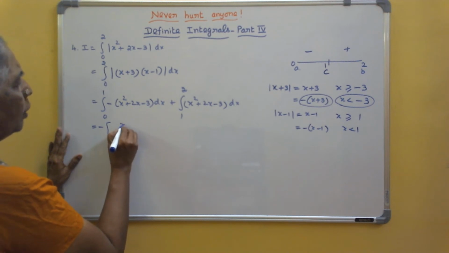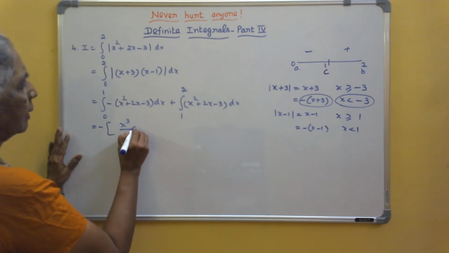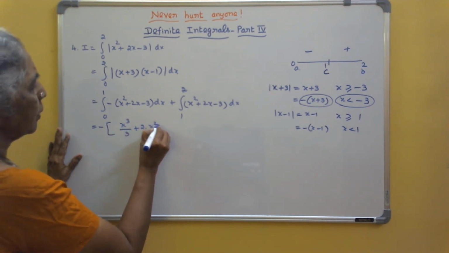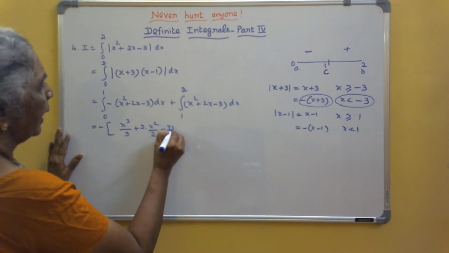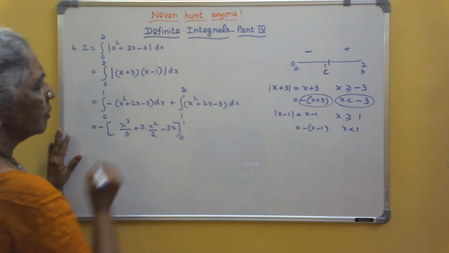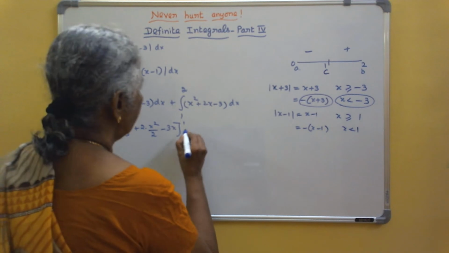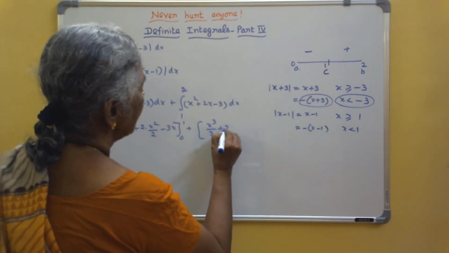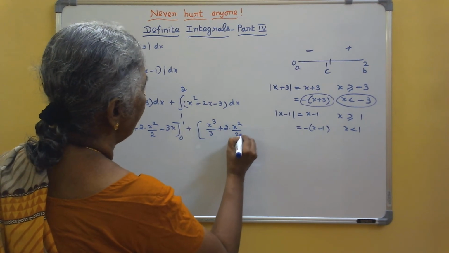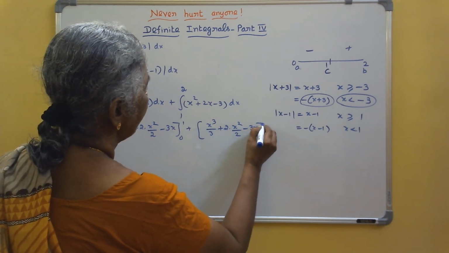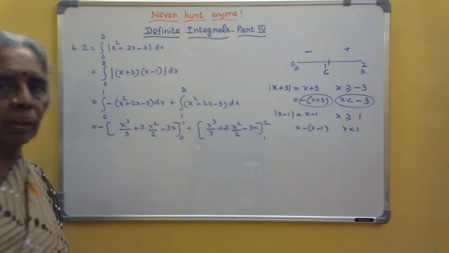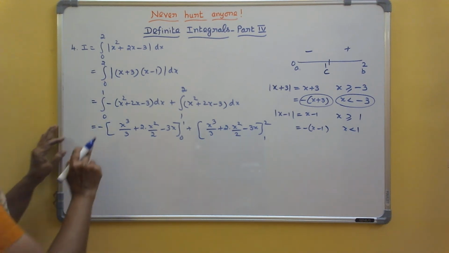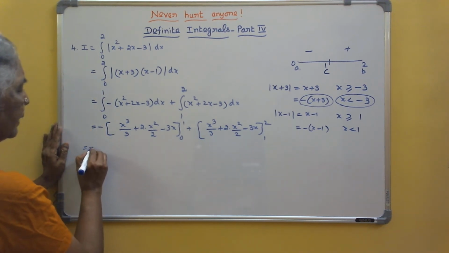If you integrate, you will get x cubed by 3 plus 2 into x squared by 2 minus 3x within 0 to 1. Coming to this one, you will get again x cubed by 3 plus 2 into x squared by 2 minus 3x within 1 to 2. Right? So now minus is out.